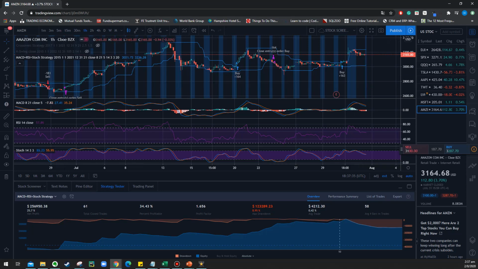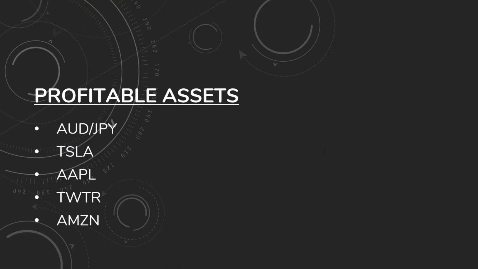In summary, the strategy is profitable on Australian dollar to Japanese yen pair, Tesla, Apple, Twitter, and Amazon, on the 1-hour time frame. Of course, there will be much more assets that can be traded with this strategy profitably. I suggest viewers treat it as a source of inspiration for you to develop your own trading strategy.